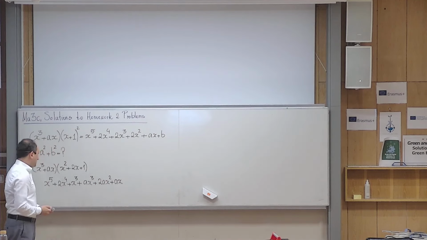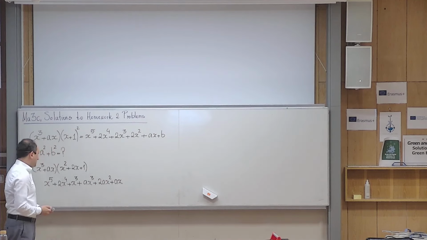Okay? So if I want to do that, this becomes x to the power of 5 plus 2x to the power of 4 alone, but I have x cubed in 2 locations, so I put it out. From here, 1 is left. From here, plus a is left. And then I have 2ax squared plus ax. This is the left-hand side. The right-hand side, let us write it there: x to the power of 5, plus 2x to the power of 4, plus 2x to the power of 3, plus 2x to the power of 2, plus ax plus b.